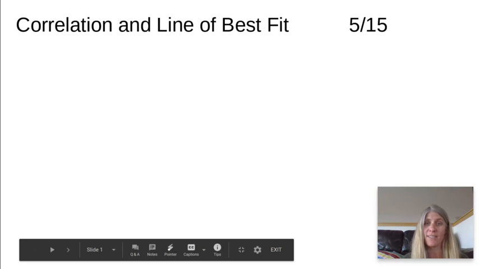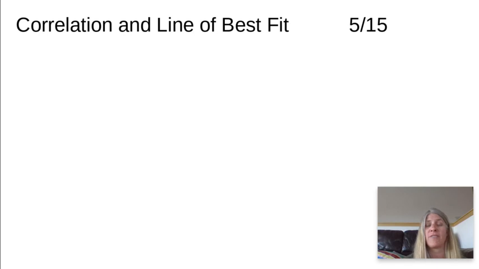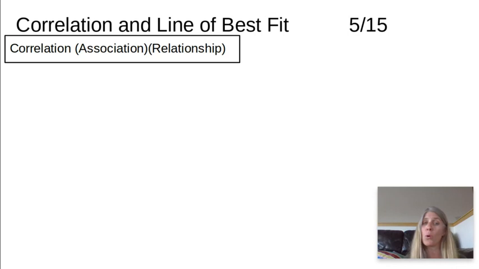Today we're going to go ahead and start Chapter 6, our very last chapter of the school year. So today we're working on correlation and line of best fit of scatter plots. And so when we talk about correlation, you're looking for the association or the relationship between a group of numbers.